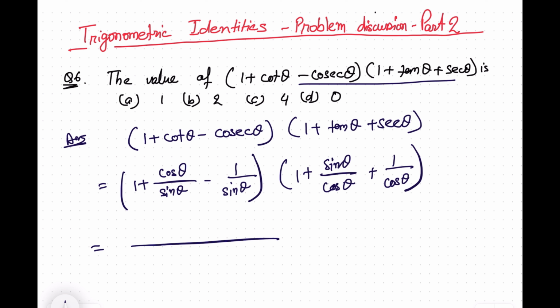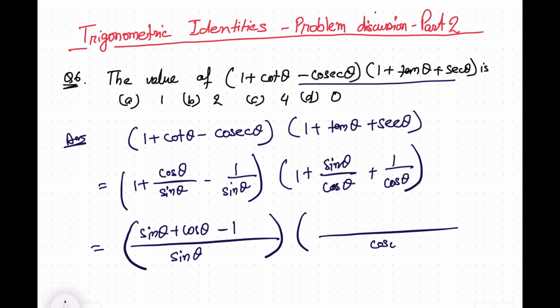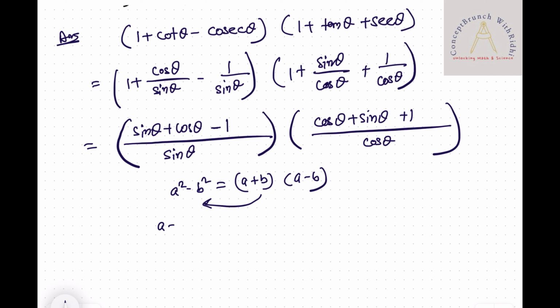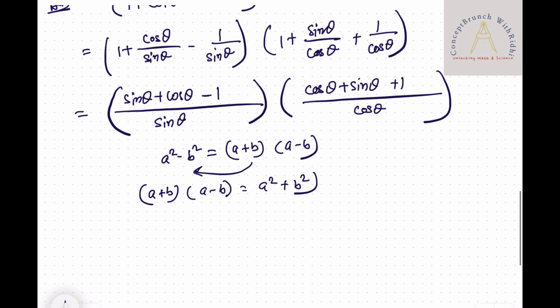Now let's take an LCM. So this will be sine theta plus cos theta minus 1. Okay, and this part, let's take LCM for the cos theta. It becomes cos theta plus sin theta plus 1. Now we have to focus on something. Till now we have studied a squared minus b squared is what? A plus b times a minus b, correct? Vice versa is also possible. So a plus b times a minus b can be written as a square minus b square. So we have to basically find out the a square minus b square, right?